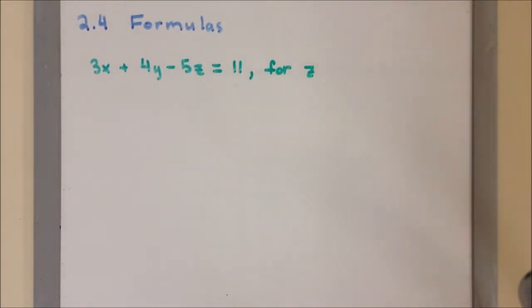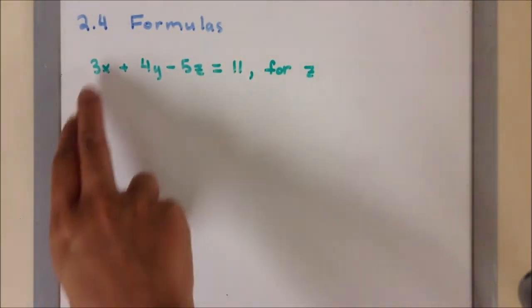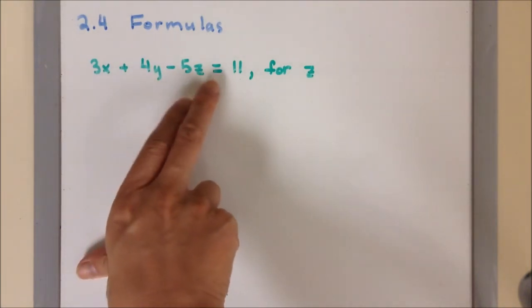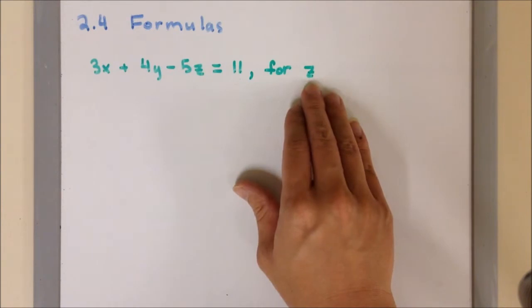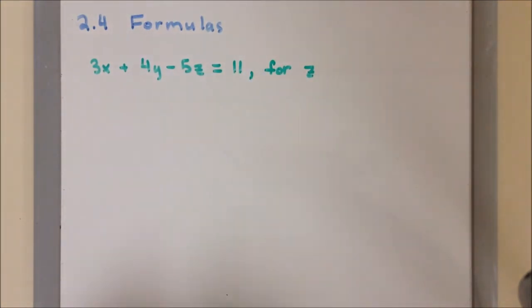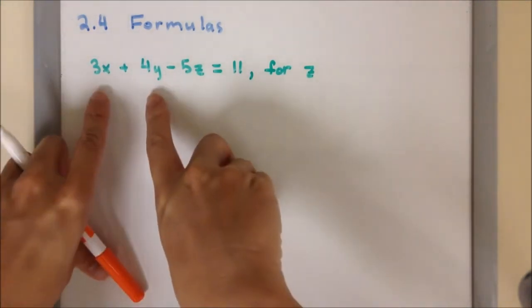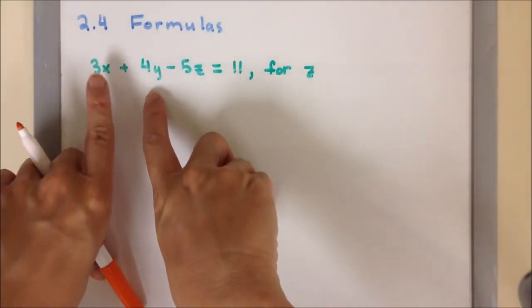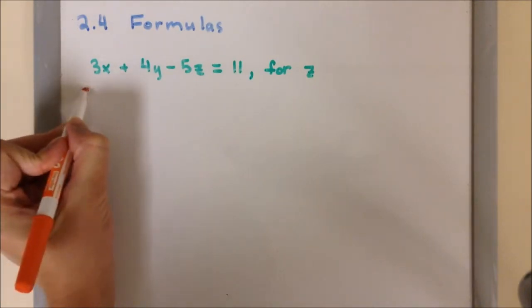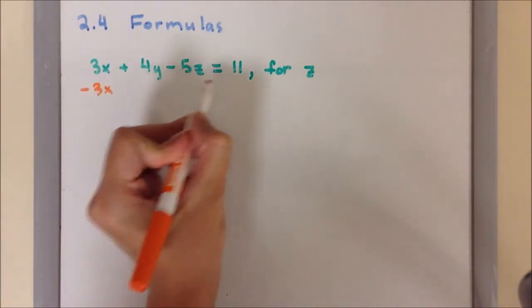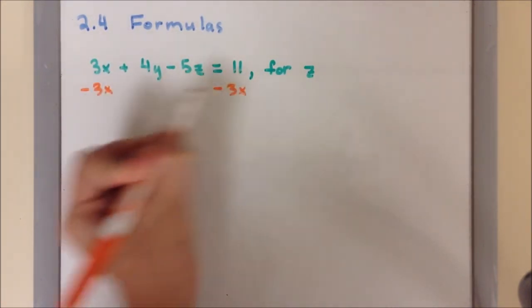In this next part, I'm using the same example, 3x plus 4y minus 5z equals 11. But this time we're going to be solving for z, meaning we're going to get z by itself. Again, I'm going to do this one step at a time, but you can do two variables at the same time. So again, I'm doing this one step at a time.